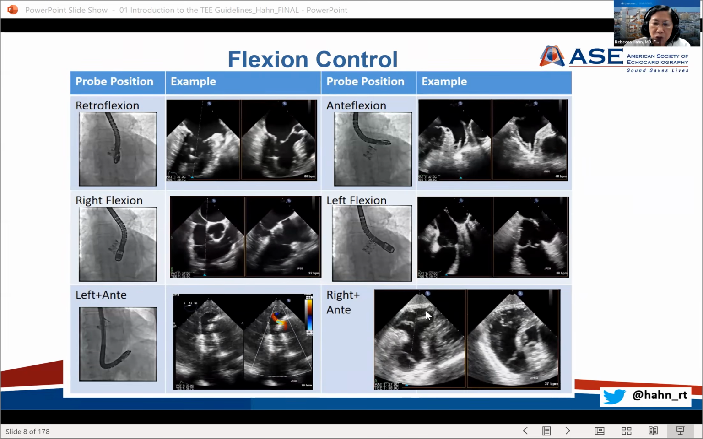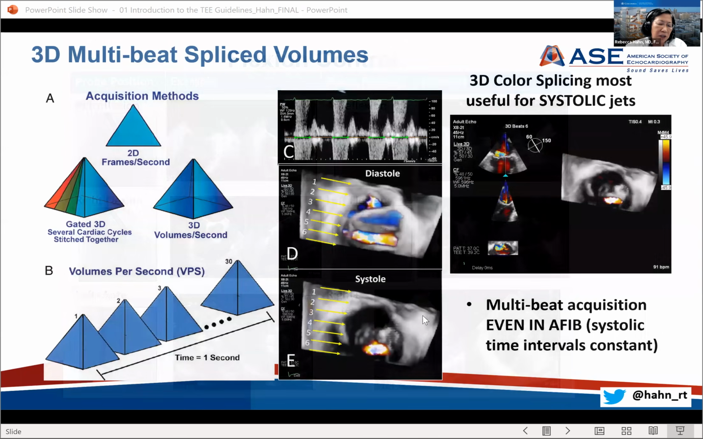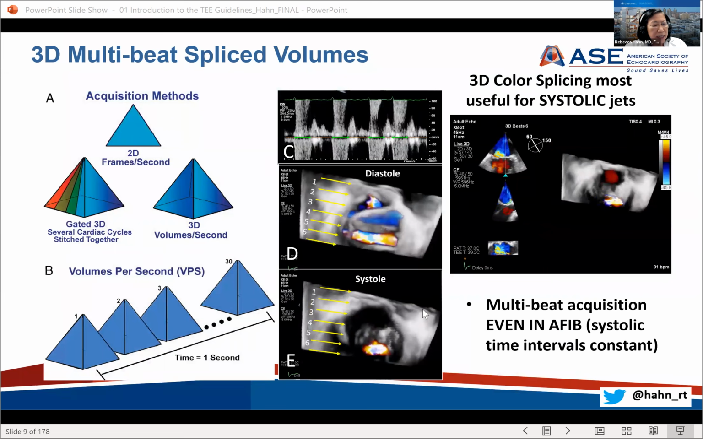These become absolutely essential to the acquisition of the images. And then we have to understand the strengths and limitations of three-dimensional imaging. And so this is one of the figures from the new guideline that shows that despite the fact that we have atrial fibrillation in this patient, that we're trying to assess a systolic time interval, and those systolic time intervals remain relatively constant. That's just the way cardiac physiology is.